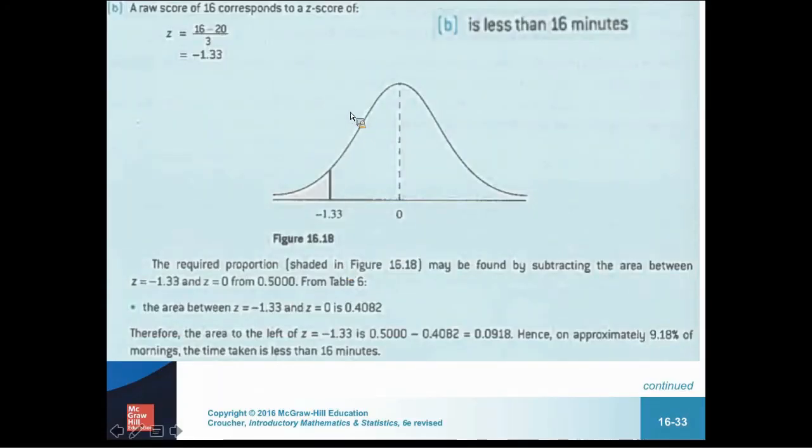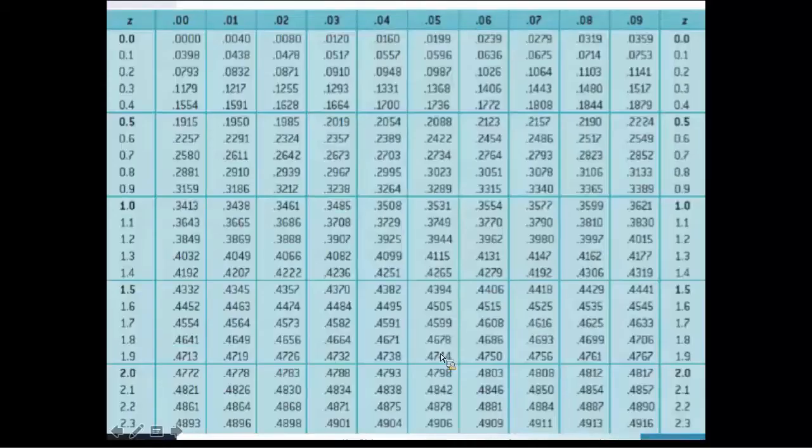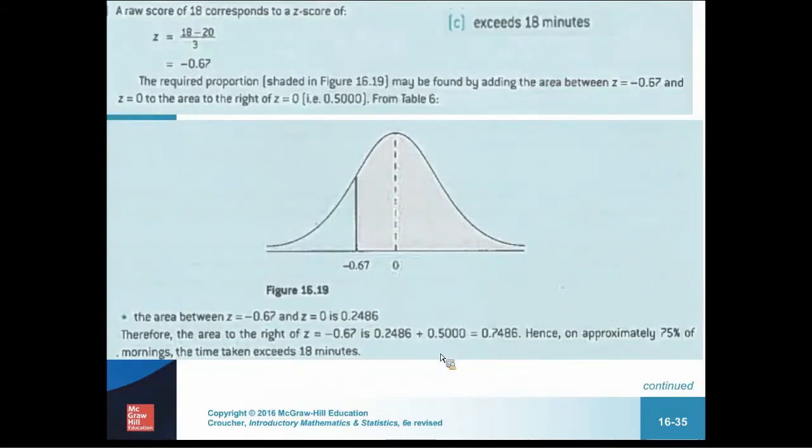3.4082 is the area I need to find. Well, that will give me this area, 0.4082. I need this area. So it'll be 0.5 minus the 0.4082, which will give me 0.0918, that area there, 9.18% of the time.